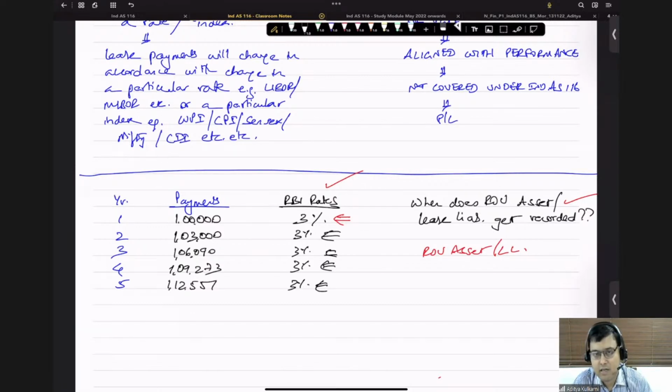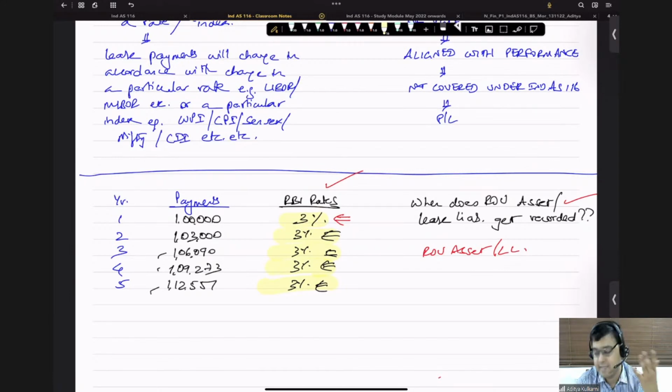Is it correct? It is not. I am not going to pay 1,06,000 in the third year. I am not going to pay 1,09,000 in the fourth. I am not going to pay 1,12,000 in the fifth. But at least I have a base to substantiate this 3%. What is the base? Sir, this is RBI rates. Okay, this is RBI rate. So 3% ke liye I have a base.